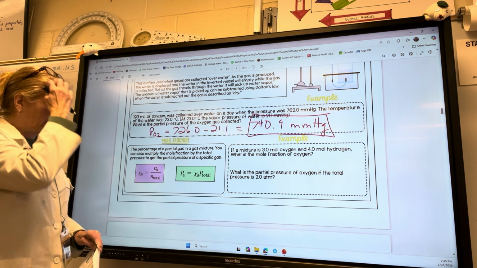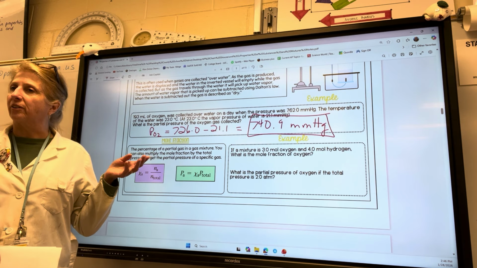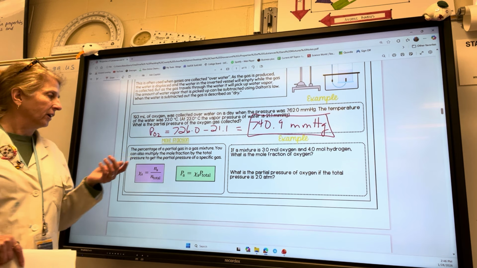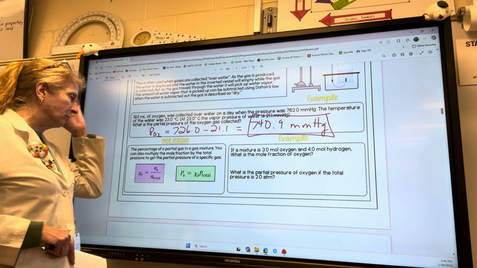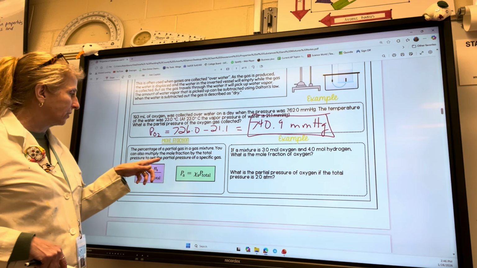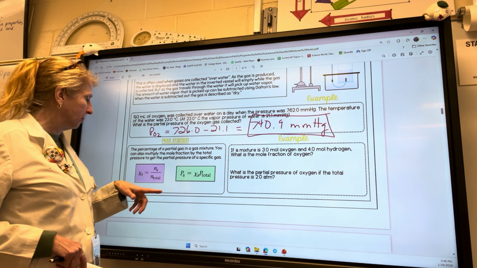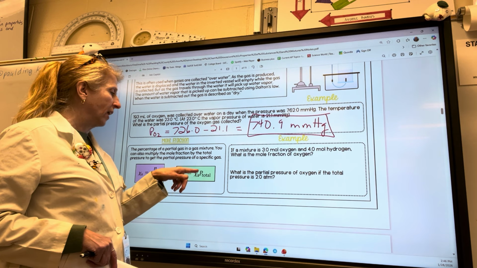All right, so this is something new. All of that you already know, right? That was all easy stuff. You remember those gas laws, Dalton's law. Okay, this is something new. It's called mole fraction. Did anybody learn it in honors? I don't teach it in honors. Did Ms. Corn? No, good. It's good to learn something new, right? The percentage of a partial gas in a gas mixture is the mole fraction. You can also multiply the mole fraction by the total pressure to get the partial pressure of a specific gas. So the mole fraction is the part divided by the whole. Or you could get the pressure of a certain gas if you do the mole fraction times the total.